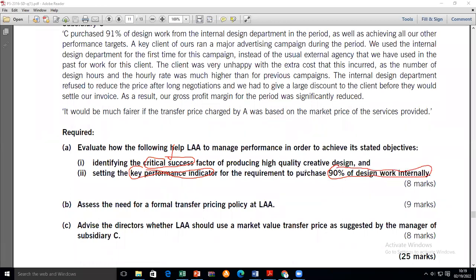Yes, please. Can I ask a question? Please, why not? The question asks that we should identify the critical success factor of producing high quality. But the answer that you've given us, for me, I think it shows how CSF support the objective. So I'm quite confused. Okay. Have you seen here where I'm highlighting? Yes. Have you seen that one?